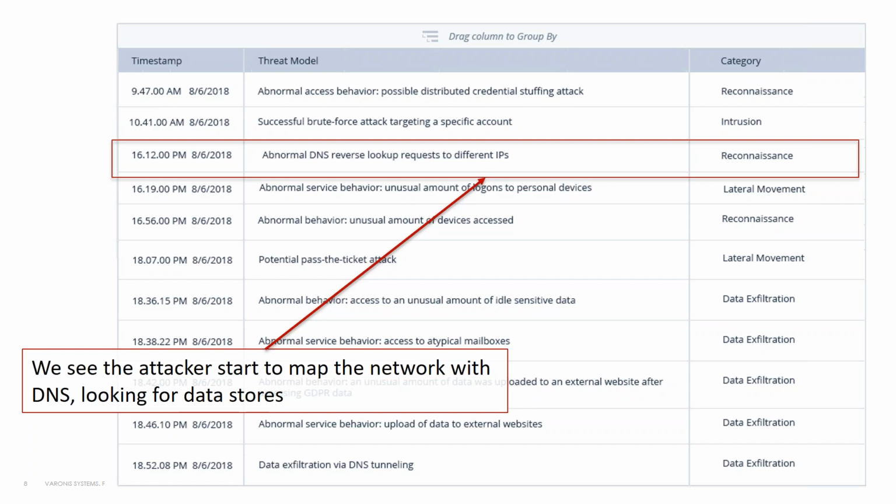So in here, we can see abnormal DNS reverse lookup requests to different IPs. So what's a reverse DNS lookup? Well, I know the IP of the machine that I'm sitting on. I can work out what the IP range of the network is, but I don't know any of the host names there. So I'm going to run a quick script.